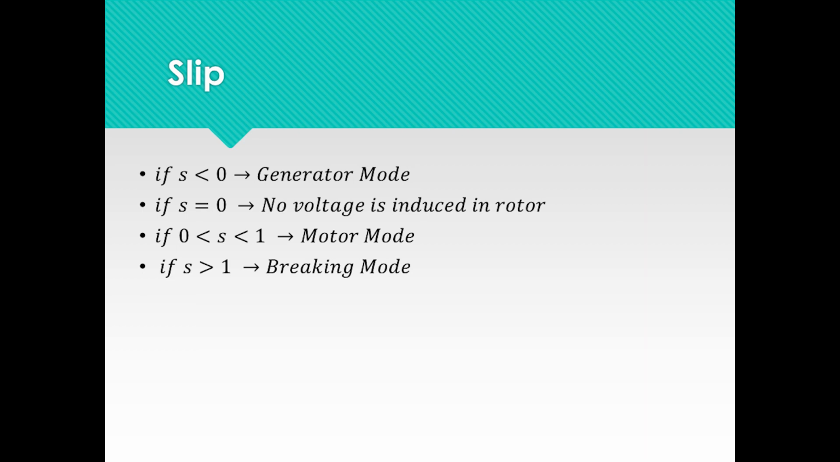So based on Faraday's law of induction, no voltage should be induced in the rotor. If S is between 0 and 1, then machine works in motor mode. If S is greater than 1, then machine works in braking mode.